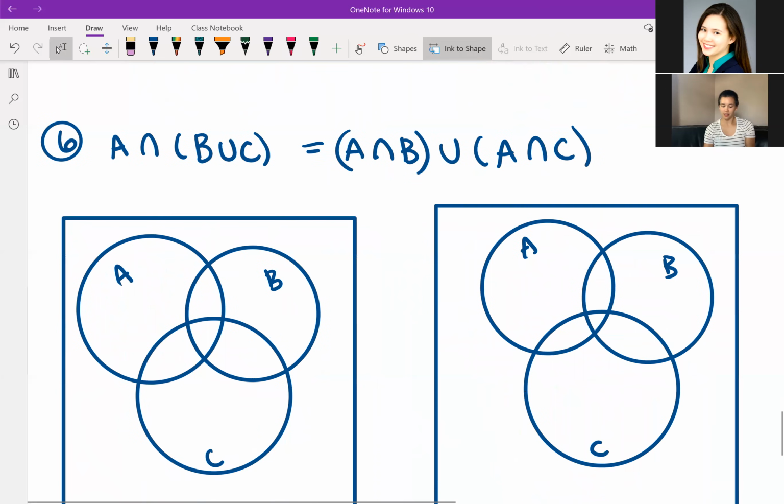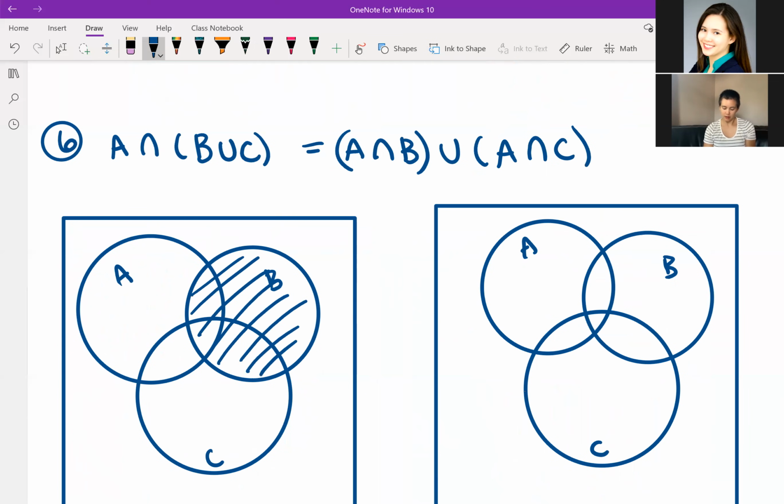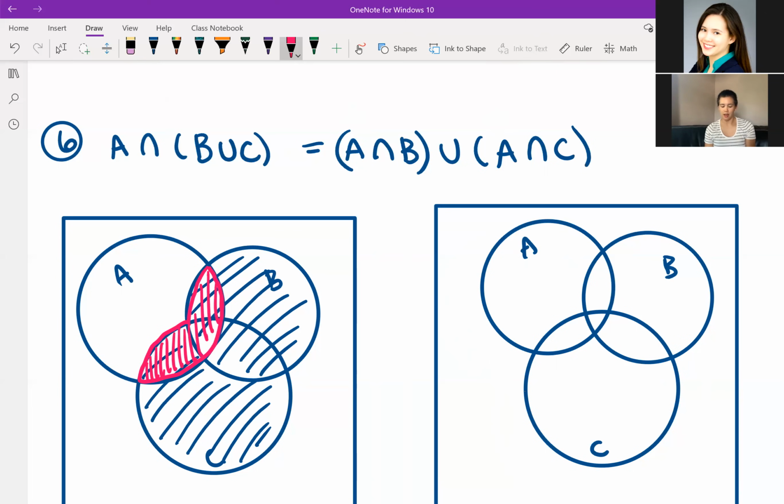All right, similarly, let's look at A intersect B union C. So first let's find B union C. B union C is that blue shaded area. Now let's find A intersect the blue shaded area. A intersect the blue shaded area is this right here. So what I'm drawing in pink is A intersect the blue shaded area.